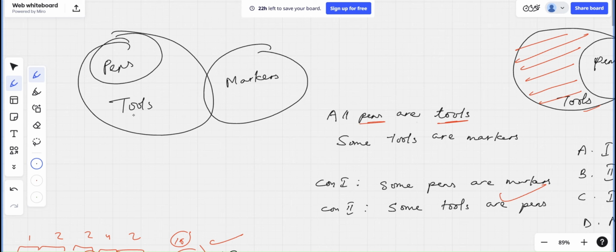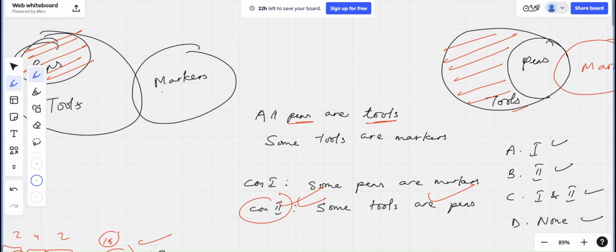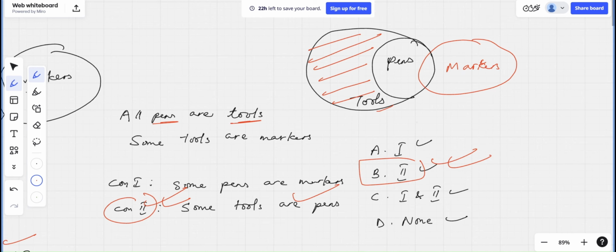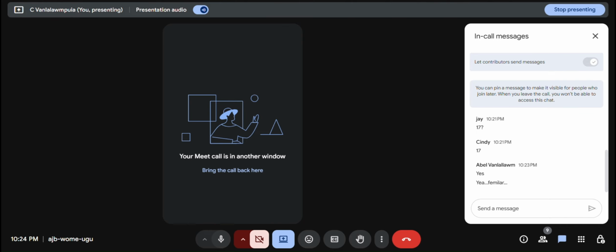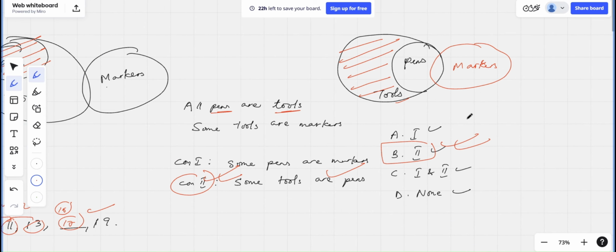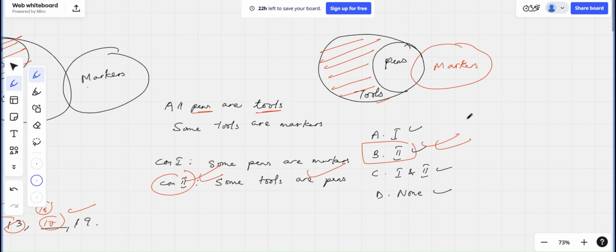So what does it specifically mention then? Some tools are markers, it says, and we definitely know for sure, 100%, that some tools will be definitely pens, because it's included within this. So only conclusion true is definite. So you only do true. This is the right answer: only conclusion true follows, because when it is 50-50, you can't bet on it, because the previous statement was a 50-50.